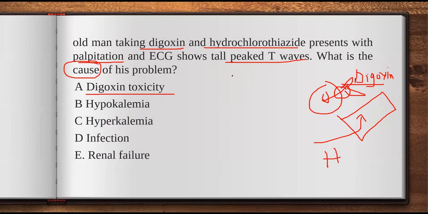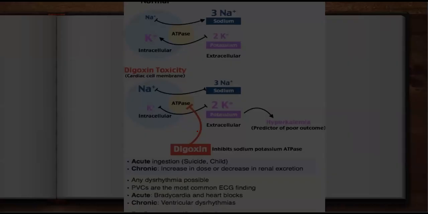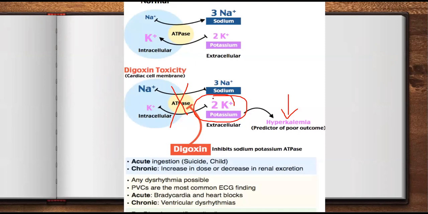All right, clear? So again, if you look at this picture, you can see in a normal person, the sodium potassium pump is usually regulated by this ATPase. That means sodium potassium ATPase pump. What happens in a normal patient: sodium goes outside the cell and potassium goes inside the cell with this pump.